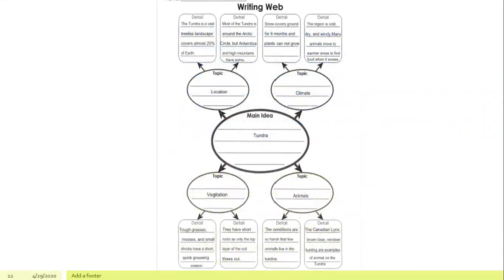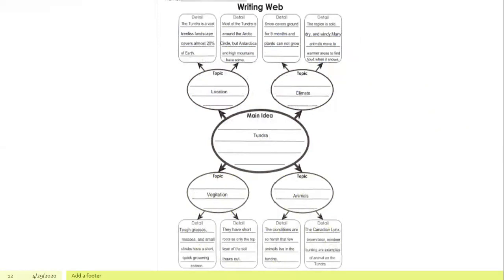Now I want to show you this form that you can use. This is just a suggestion that if you chose, I did the Tundra, you can put the topic in the middle. I did location, and then I took my facts and I put above the location facts. Then I did climate, and then I did 2 facts. I did vegetation, and then I did animals and 2 facts. So this is an idea before you start writing your report, you could put some type of graphic organizer down.